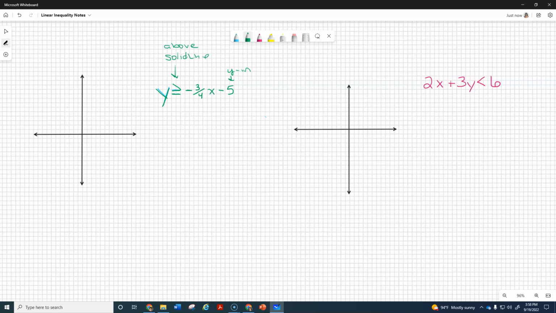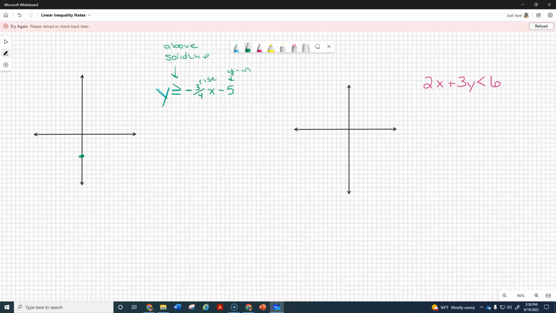So I'm going to put a dot at -5, 1, 2, 3, 4, 5. Put a dot at -5, and then from that dot, I'm going to rise 3, and I'm going to run 4, and it is a negative slope, so I'm going to be going this direction. Again, that's just look and know information.